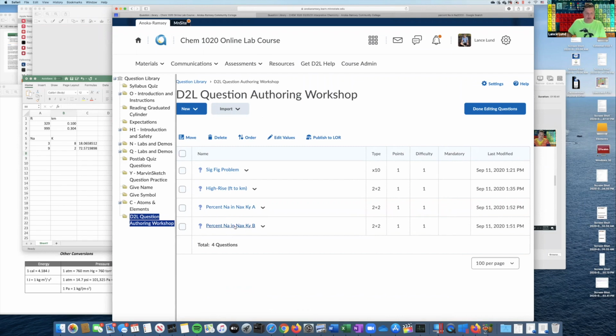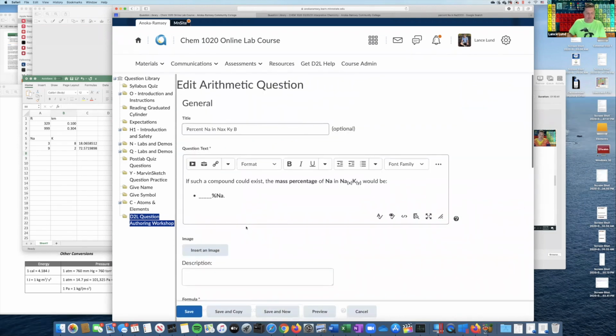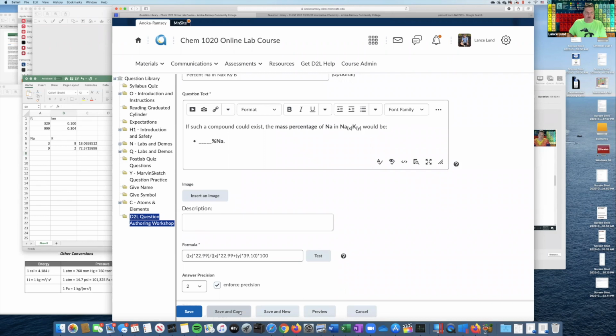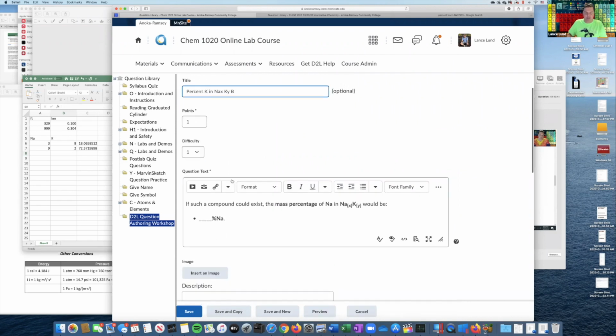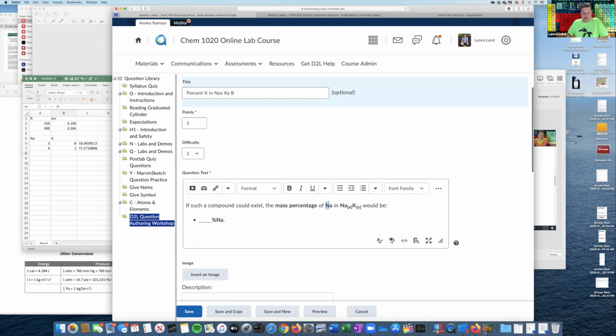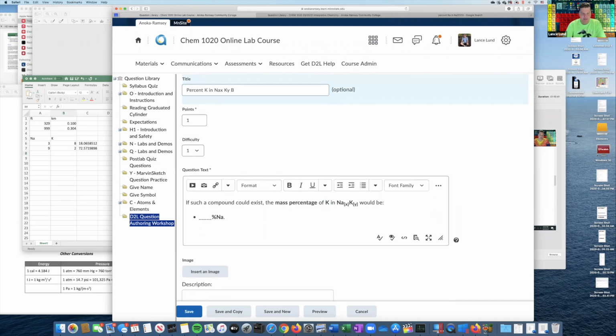Well, then what we can do is create one more problem. So we're going to do a save and copy. And this time we're going to change this to a percent of potassium in this problem. And now help me out here, Patty. How are we going to revise this problem? Scroll down to the equation. Yeah, what else do we need here? Well, change that to a K, of course.